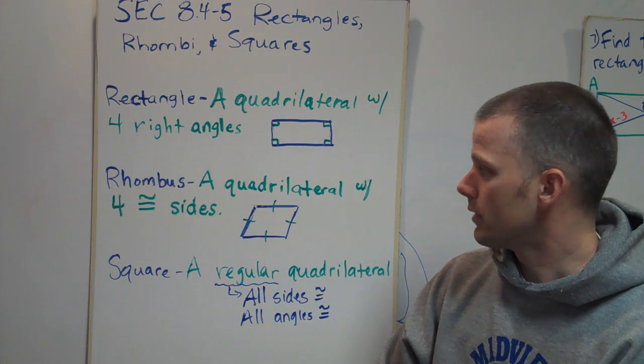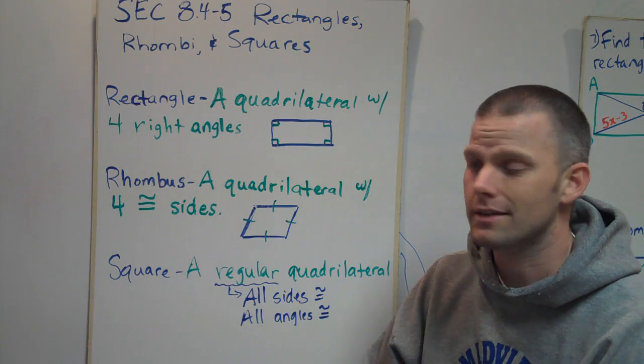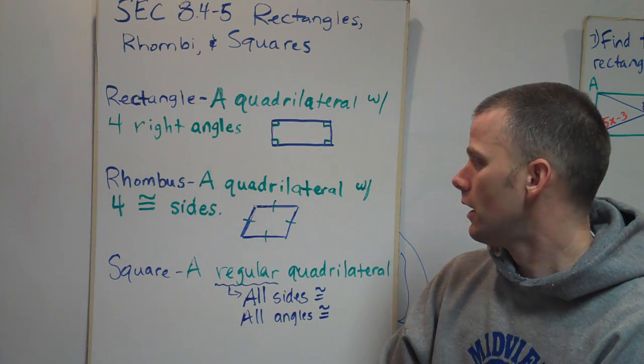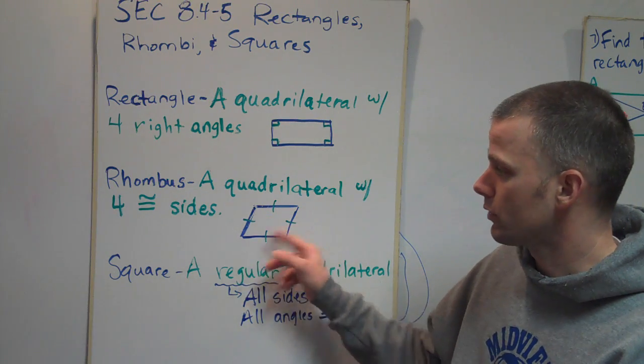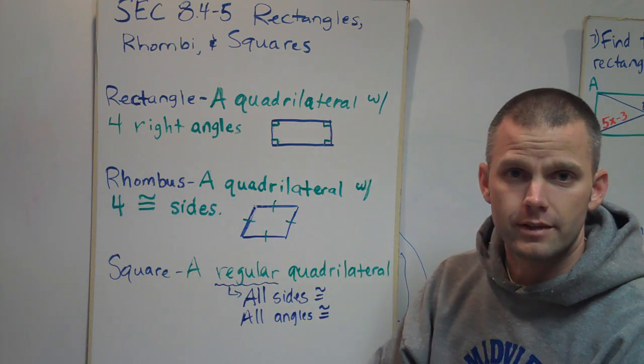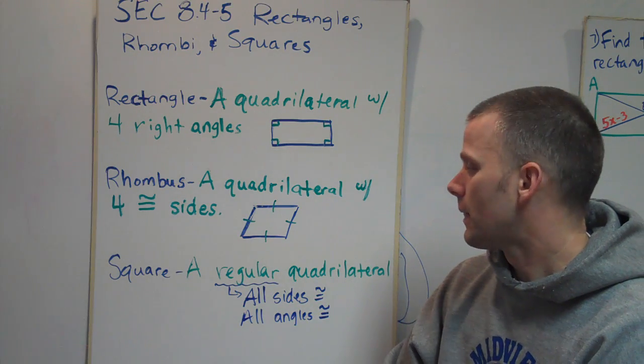As opposed to the rhombus, which is a quadrilateral where all 4 sides have the exact same measure. They're all congruent. So you might see a picture that looks something like this at some point, where you've got a quadrilateral. We notice that all 4 sides have congruent markings that are the same. We know all 4 sides have the same length.